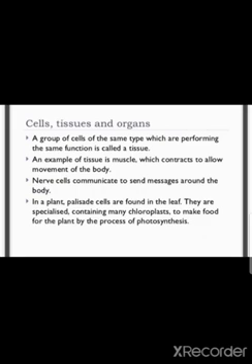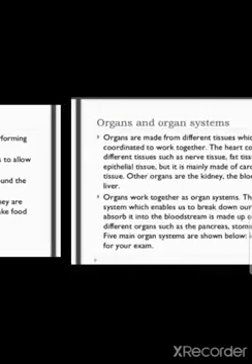So what is the function of these cells? They communicate and send messages all over your body. And in a plant, palisade cells are found in the leaves. They are specialized, containing many chloroplasts to make food for the plant by the process of photosynthesis. So photosynthesis is the process by which plants make their food, right?